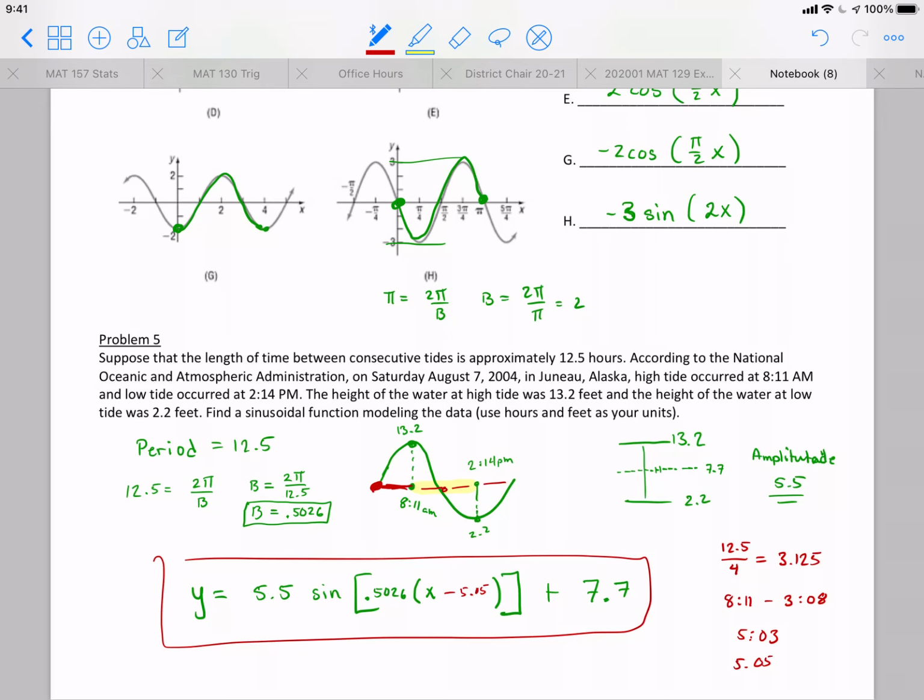Whew. So that was intense. Use hours and feet as your units, and that's what I did. That's why I put those in the decimal places. Good. I feel good about it. So there you go. So there are your solutions to this review sheet. So I hope that's helpful, and you can look at the PDF of the solutions, or you have this nice video.